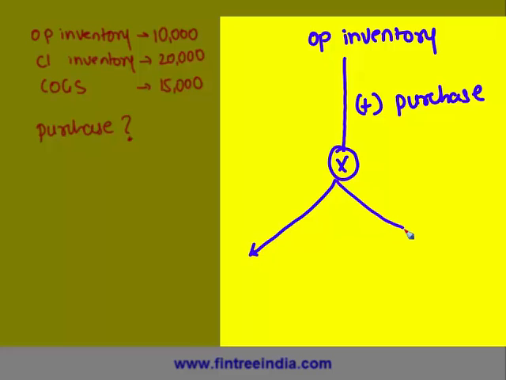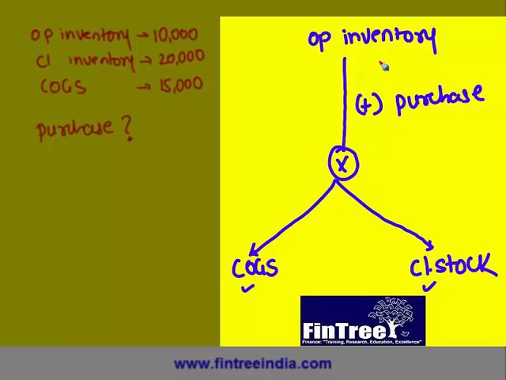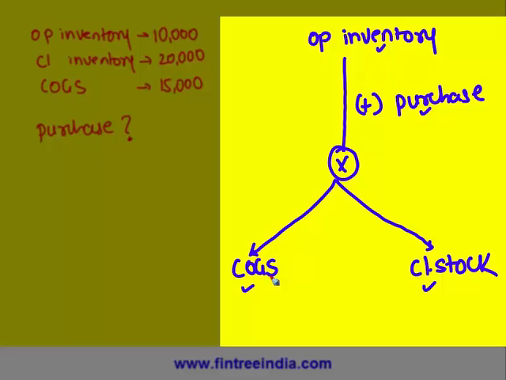And what can we do with this? Either we can sell that inventory, and if you sell that inventory, it is considered as COGS, or it will remain in your closing stock. And the trick is that COGS plus closing stock should be equal to X, which should be equal to purchases plus opening inventory. So if you can find these two, you would know what is the total at the top. If you have any three components, you can always find out the fourth one. Are you following this?